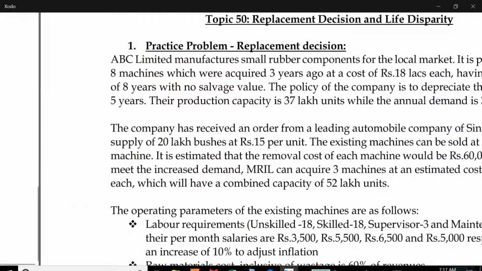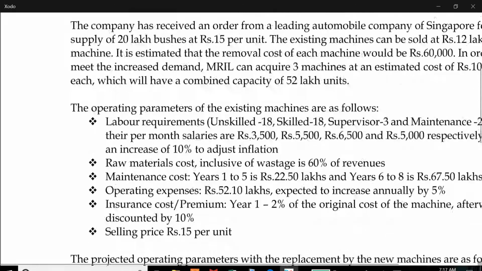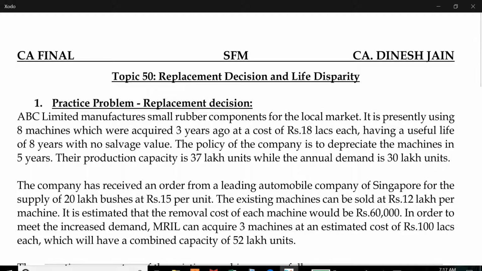Now that is as far as the second topic is concerned. Now we'll move to the third topic, which is replacement decision. We are done with basics, we are done with investment. So technically there are three types of decision which can happen. One is called new purchase.